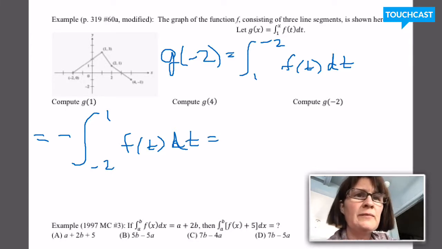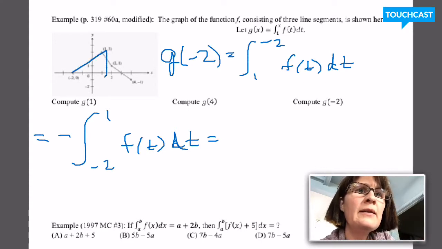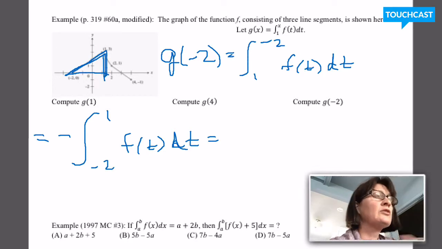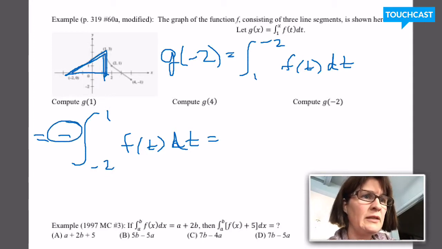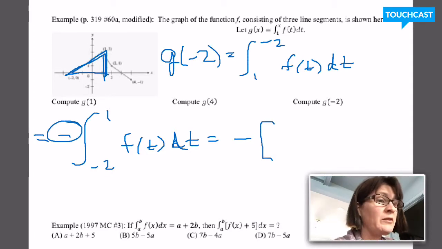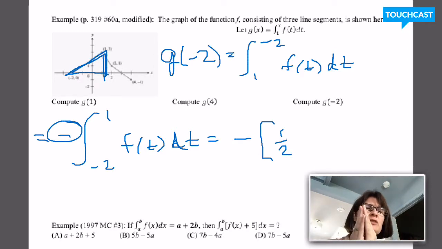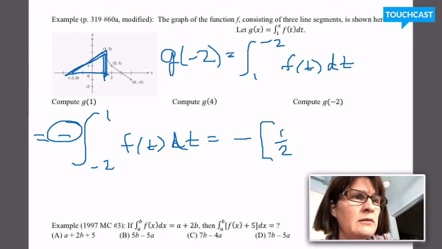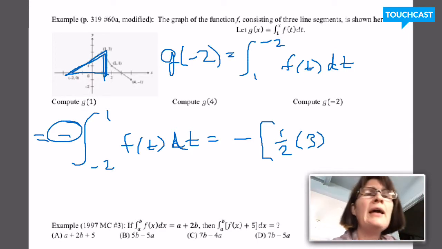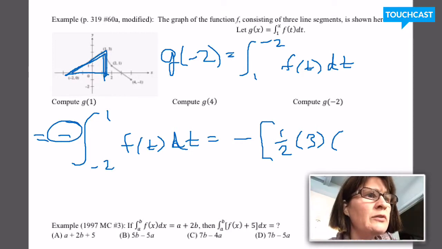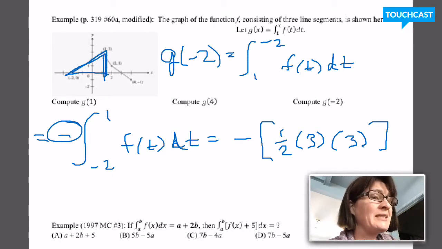So now I'm going to look at the picture, and for me it looks like between -2 and 1, the area I'm interested in is this triangle, which is clearly above the x-axis. So this is the negative sign that was already there, and I'm going to write the formula for the area of a triangle. It's going to be 1/2 times base. The base of that triangle covers the x values from -2 to 1, so that's a distance of 3. And the height of that triangle is also 3. So 1/2 times 3 times 3 makes 9/2. My final answer here is going to be -9/2.